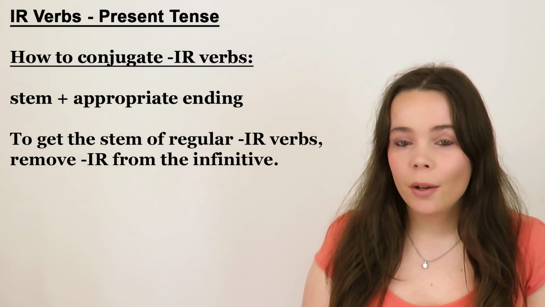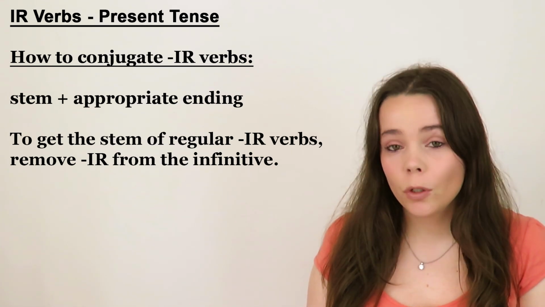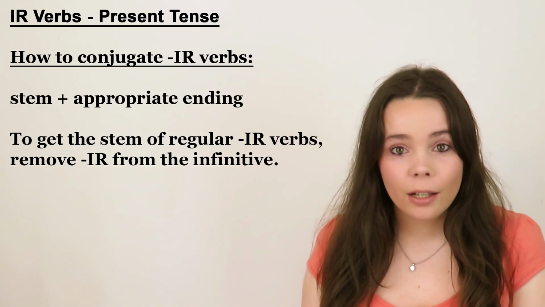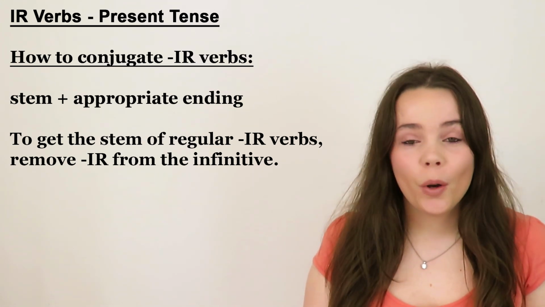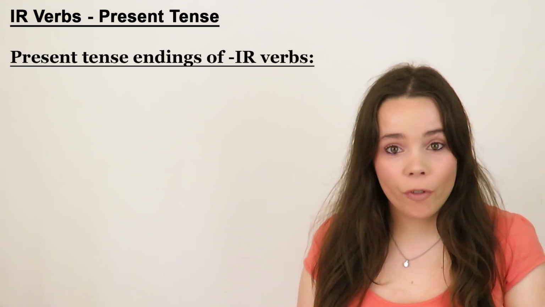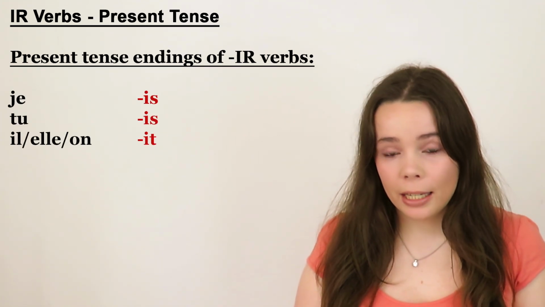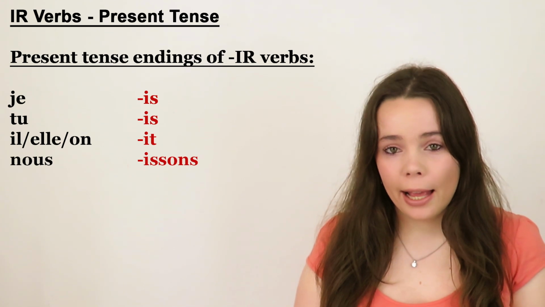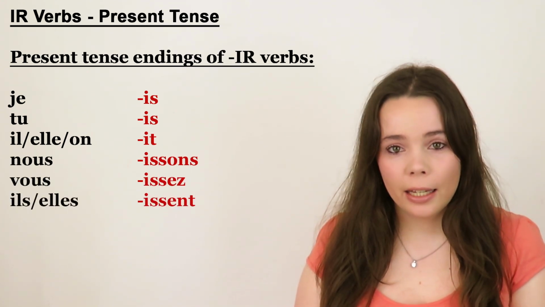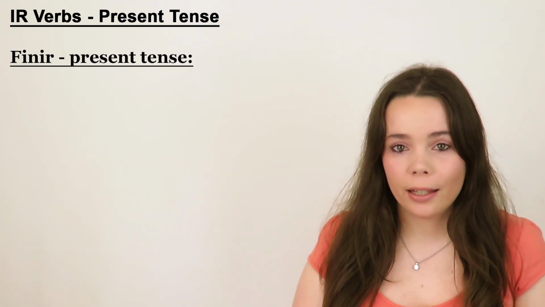So now we've got the stem, we need to add the present tense endings of IR verbs to that stem. So basically, we need to add the appropriate endings to fin, depending on who the subject is. The present tense endings of IR verbs are IS, IS, IT, ISSONS, ISSEZ, ISSENT. So here's how you would conjugate finir in the present tense.